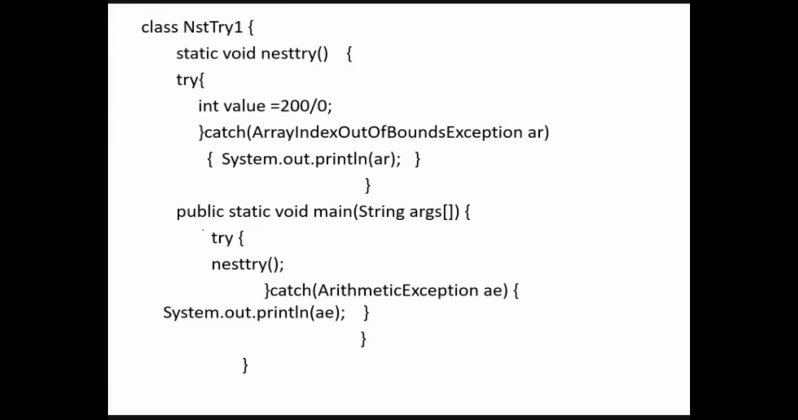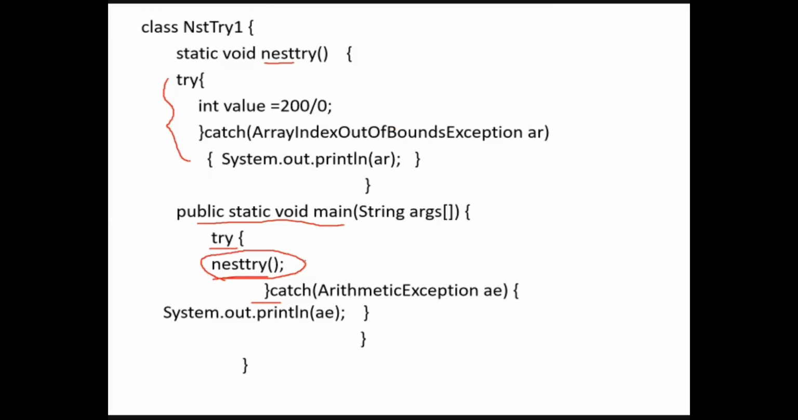And then, within the main method, I'm going to call one method. That calling method is within a try block. And in this method definition also I have one try block. So this is also called a nested try.